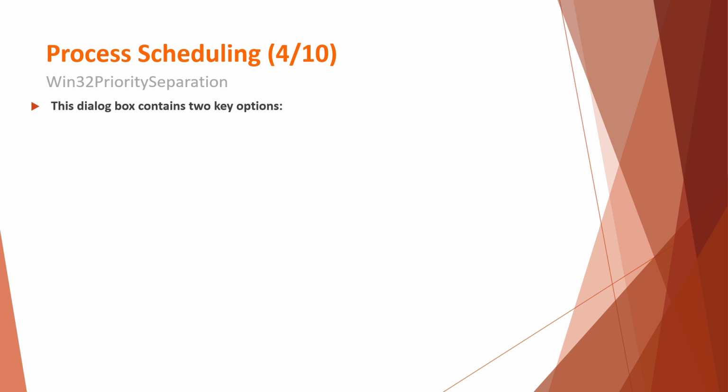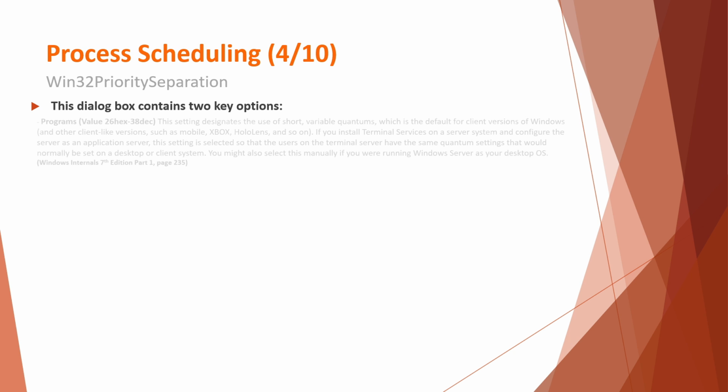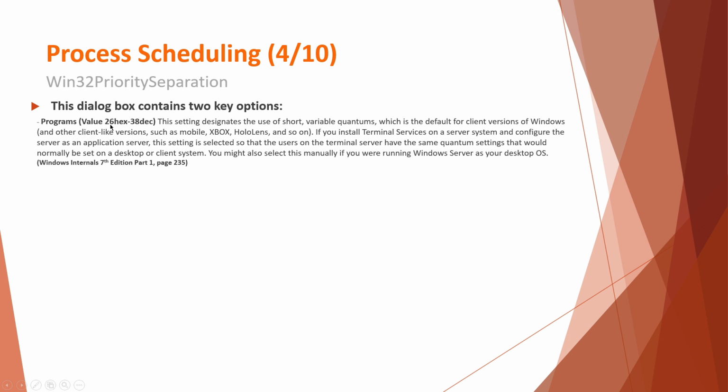The dialog box contains two key options. The first is programs, and it has the value 26 hex and 38 decimal. It's the same thing, just in a different format. This setting designates the use of short variable quantums. We will talk shortly about what those definitions are. It is the default value for client versions of Windows and other client versions like Xbox, HoloLens, and so on.